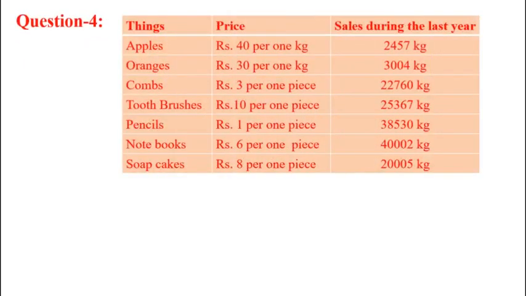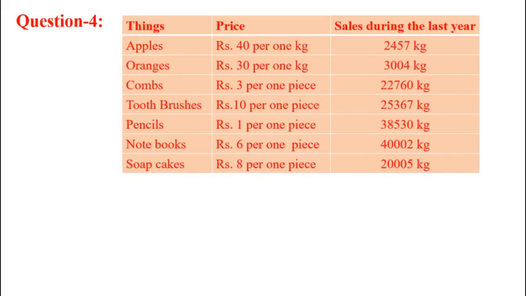Next, question 4. So this is a table given. In the first column, some things are given. Those are apples, oranges, combs, toothbrushes, pencils, notebooks, soap cakes. So these are the things available in a shop. So this is the price list. In the second column, the price chart is given.